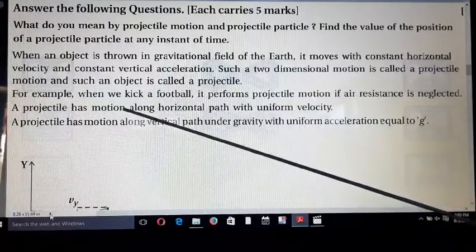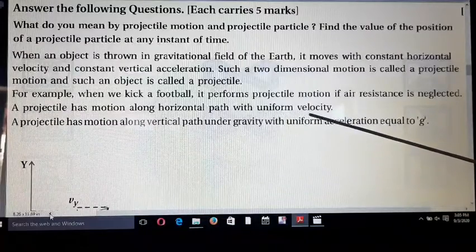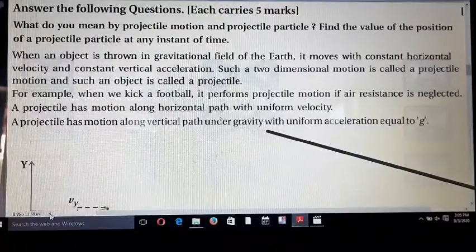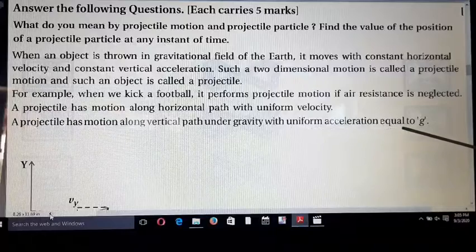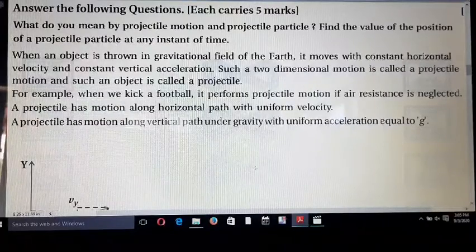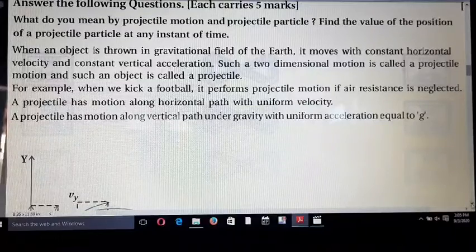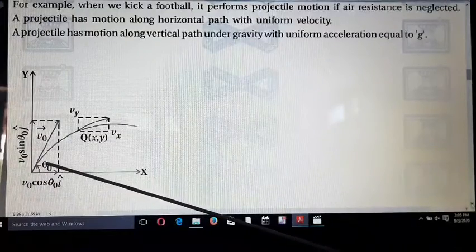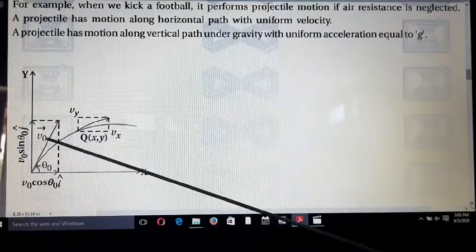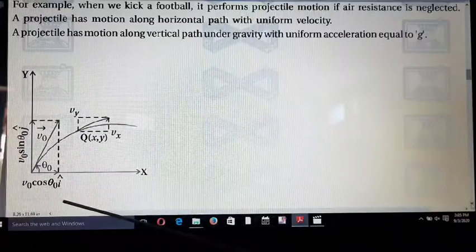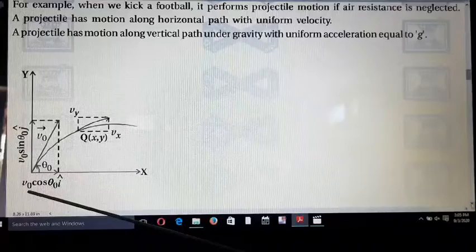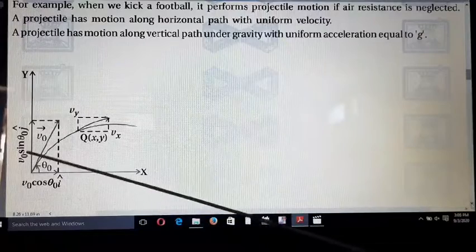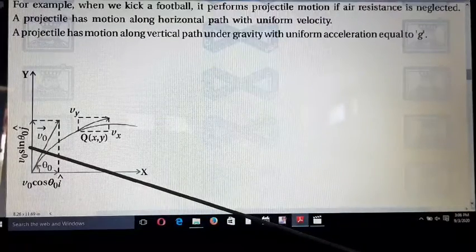A projectile has motion along the horizontal path with uniform velocity. The projectile has motion along the vertical path under gravity with uniform acceleration equal to g. Look at this figure. Here the particle moves in this way. The initial angle is theta 0. At that point its velocity is v0. So now we have two components of velocity. The x component of velocity is v0 cos theta 0 and the y component of velocity is v0 sin theta 0.